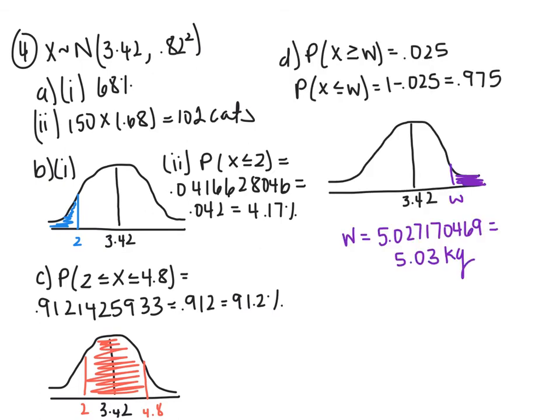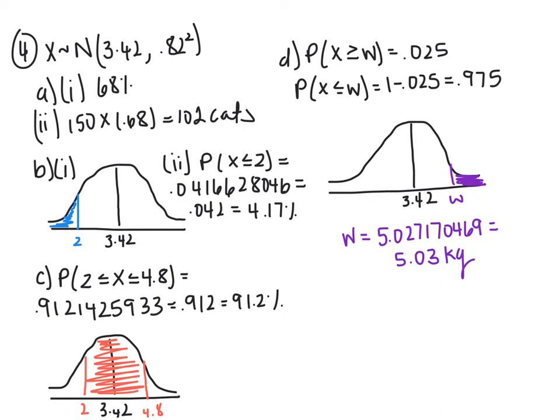The last part says that the probability that the cats weigh more than a certain weight W is 0.025, and they want us to find what that weight W is. So we set up this little notation here, and we drew our picture to go with it.